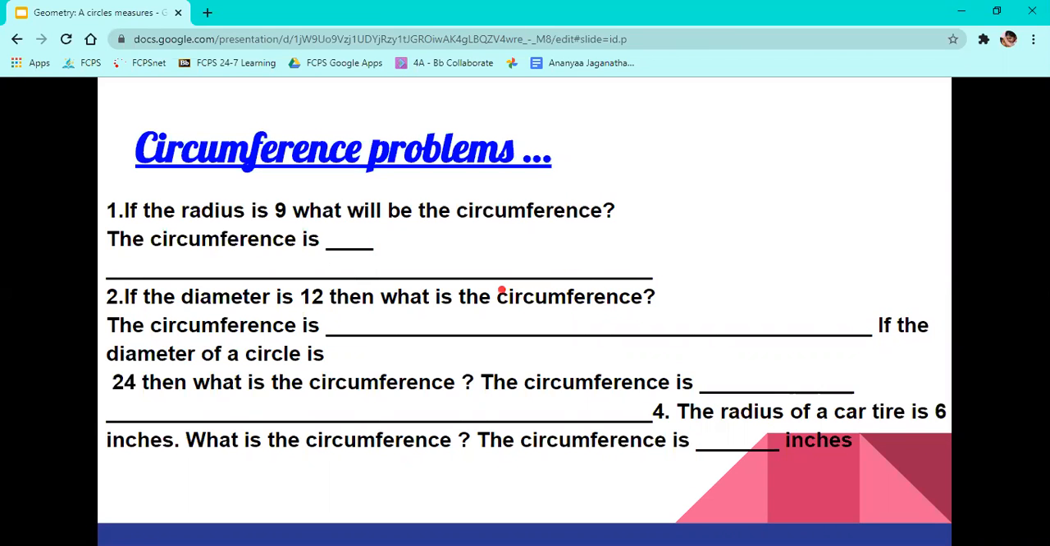Circumference problems. If the radius is 9, what will be the circumference? The circumference is blank. So let me read it to you. I did read number 1, so now we're going to do number 2. If the diameter is 12, what's the circumference? The circumference is blank. If the diameter of a circle is 24, then what is the circumference? The circumference is blank. Number 4: the radius of a car tire is 6 inches. What is the circumference? The circumference is blank inches.